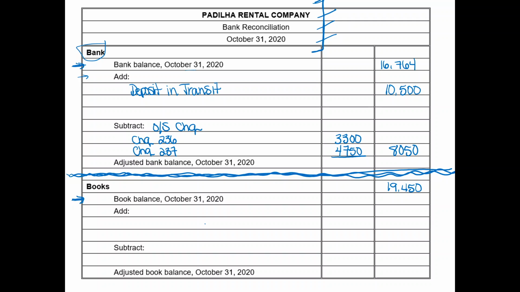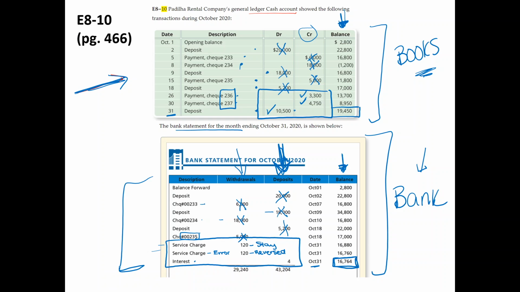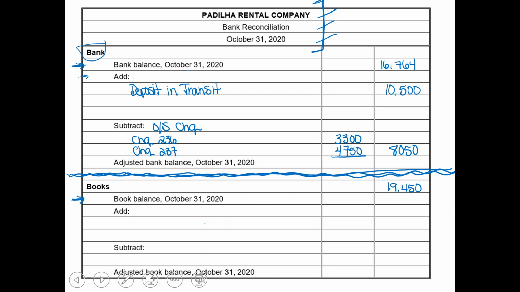Okay, so far we've dealt with the items that were in the books but not in the bank. So now we need to go down to our bank statement and look at what we have recorded here that's not in the books yet. So these service charges we talked about, one is going to stay, but one is going to be reversed. So if it's a real bank service charge, like this first one, that's actually something that will now need to be recorded in the books. So we put that on the book side of the bank rec, sorry.